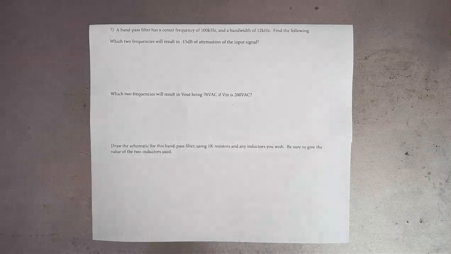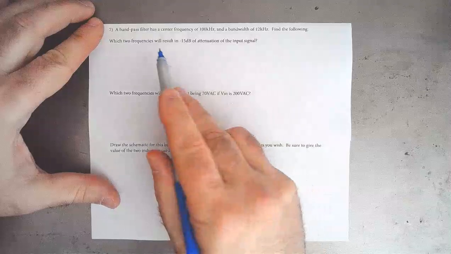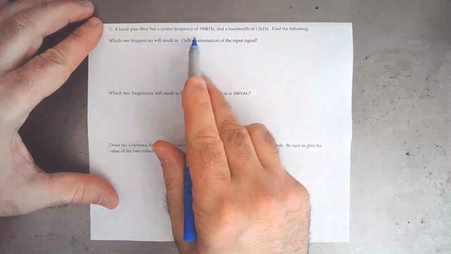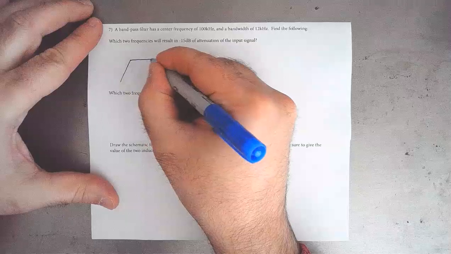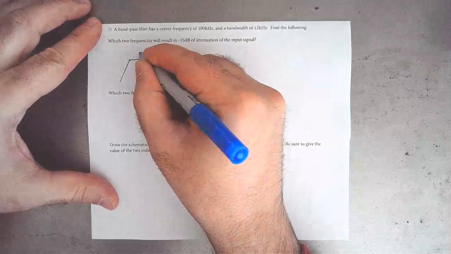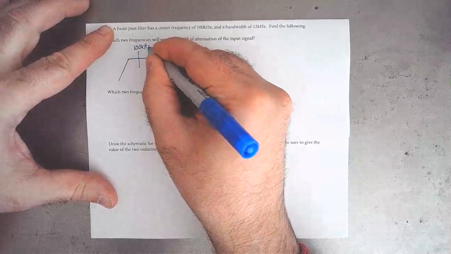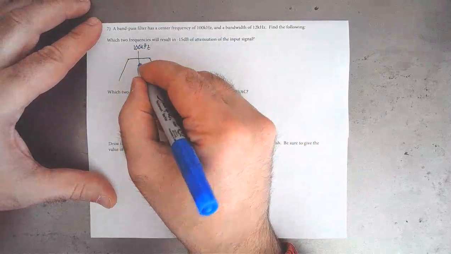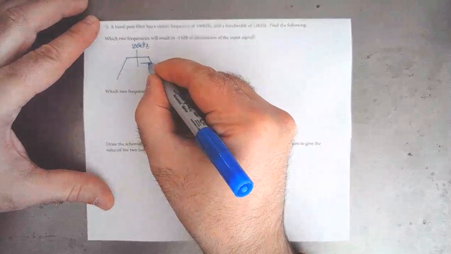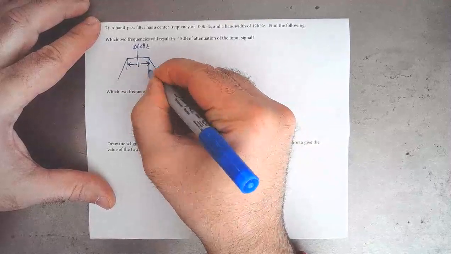Here's another bandpass filter problem. This one says a bandpass filter has a center frequency of 100 kilohertz. So let me draw the bandpass filter here. Here it is, and it's centered about 100 kilohertz. And it has a bandwidth of 12 kilohertz. So that means 6 off in this direction and 6 off in this direction right here.